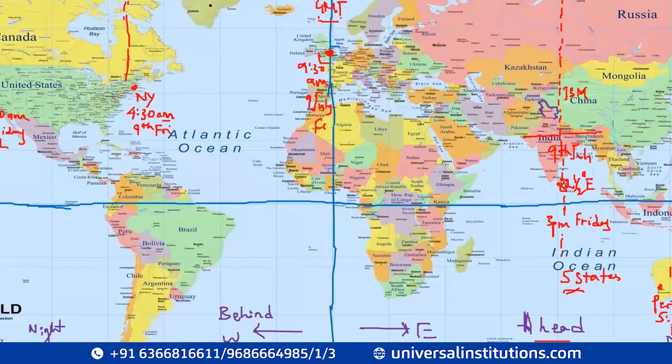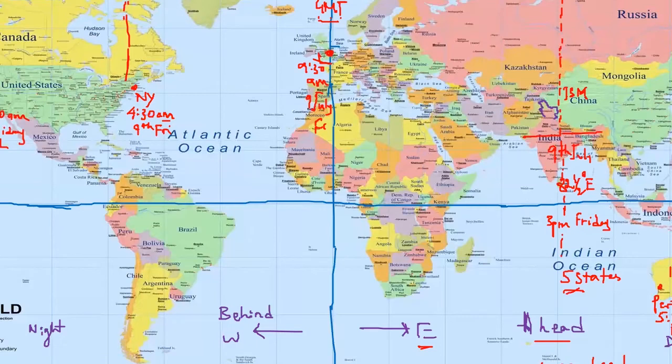So if you have to check, you check this. London time is 9:30 here. This is 12 hours behind, so it will be 9:30 PM. From here to here is 12 time zones, a 12 hour difference should be there. Here also, from here to here, a 12 hour difference should be there. So if you come exactly to 180, it will be 9:30 PM.